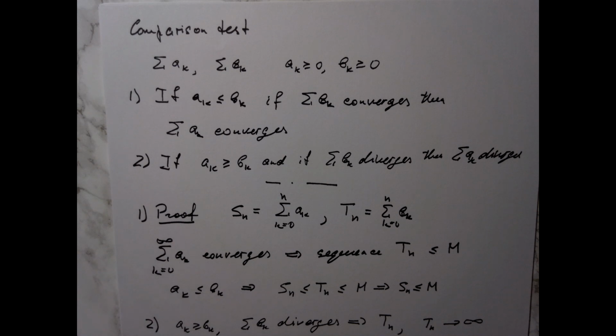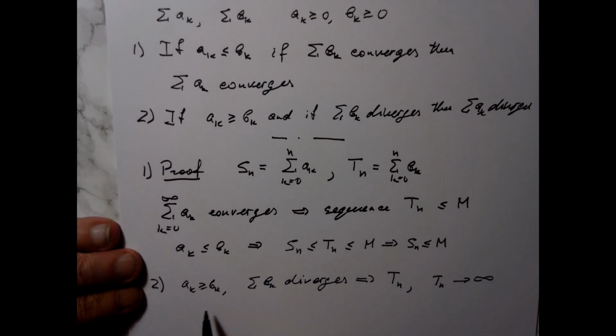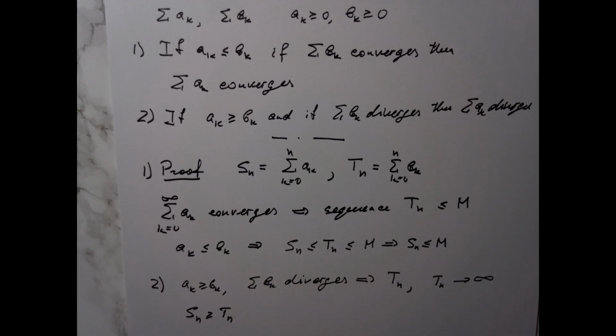It grows arbitrarily far. Now the sequence Sn this time is bigger or equal than the sequence Tn, because we assume that the terms of this series are greater or equal than those of the series BK, and that means that Sn is greater or equal than Tn, and if Tn goes to infinity, then so does Sn, and that implies that the series AK diverges.